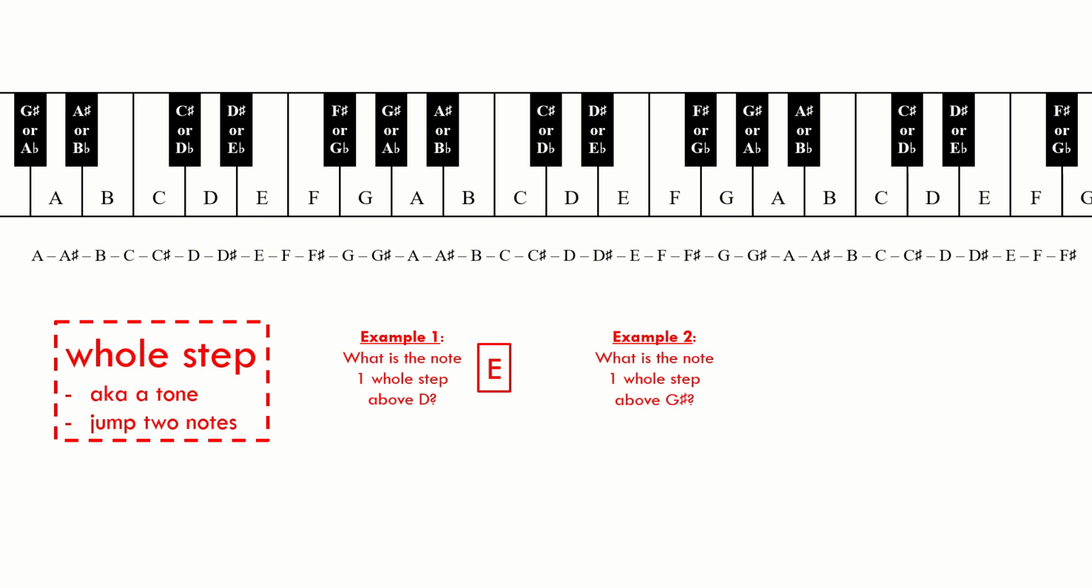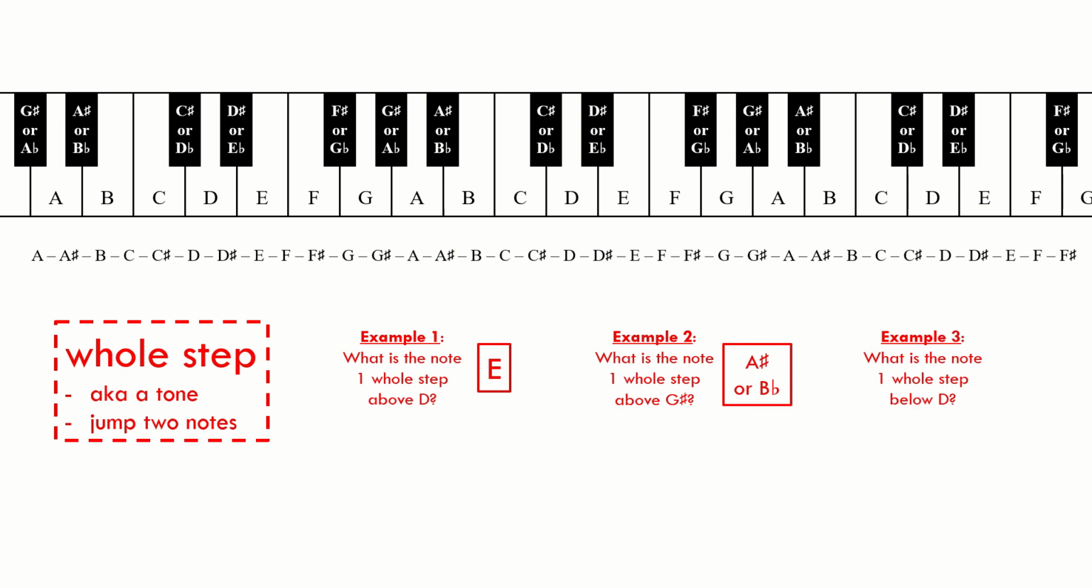Example number 2. What is the note one whole step above G sharp? G sharp or A flat is over here. And again, to move one whole step above it means to jump two notes forward, giving us A sharp or B flat.